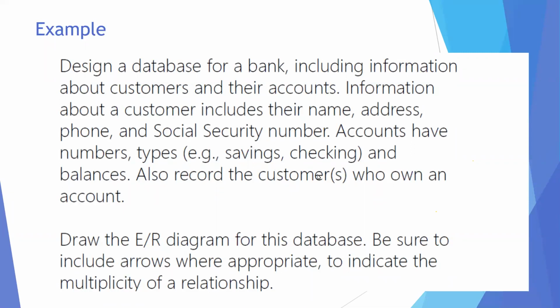What about types? Type is a multi-valued one. Savings, checking. But can we say it's a multi-valued one? Because maybe only one person can have just a savings account or checking account. So I don't know. Can you say it's a multi-valued attribute? In a type, I just want to believe it as composite in this case.